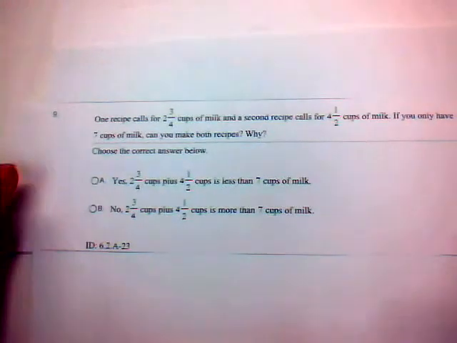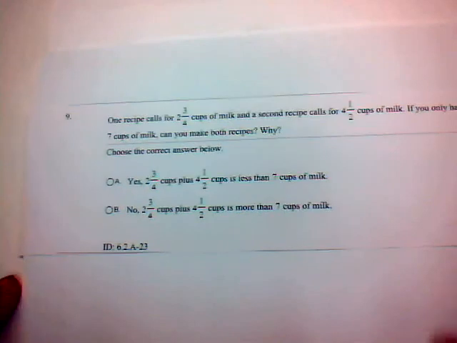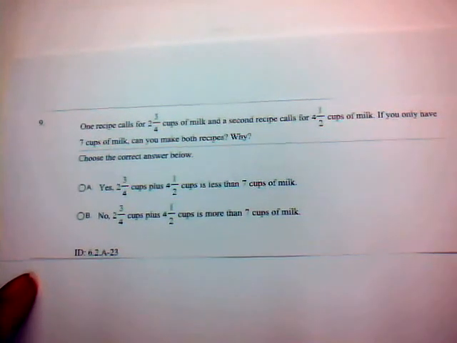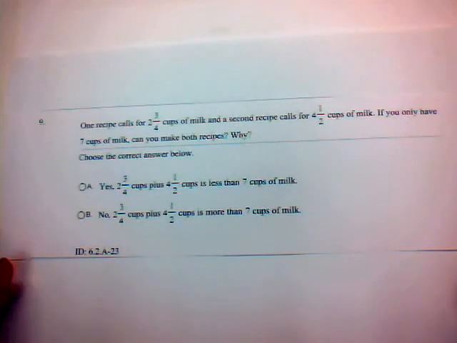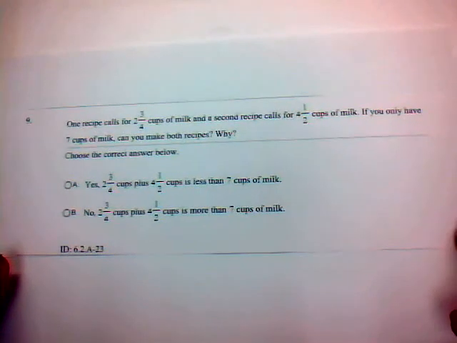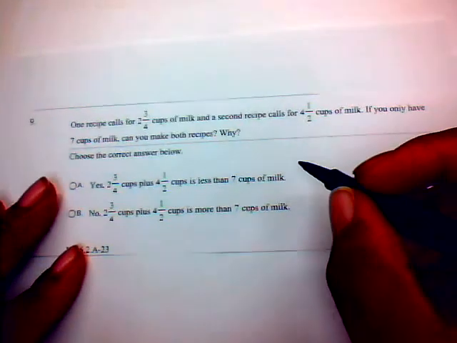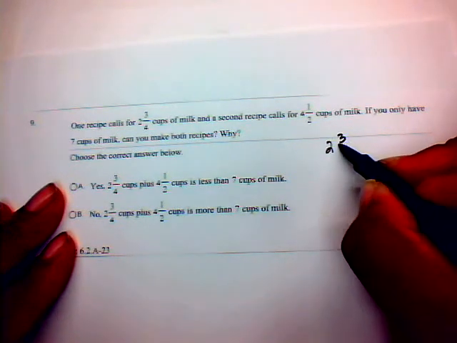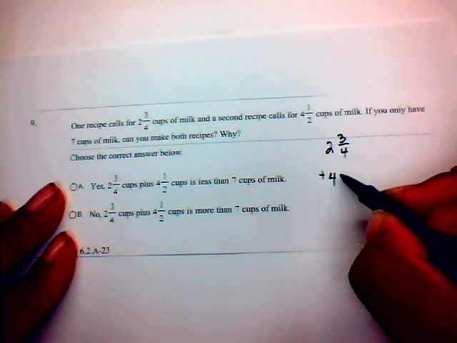Okay. And finally, number 9. One recipe calls for 2 3/4 cups of milk, and a second recipe calls for 4 1/2 cups of milk. If you only have 7 cups of milk, can you make both recipes? And give a reason why. And you're going to be given these choices of answers here. Let's add 2 3/4 and 4 1/2.